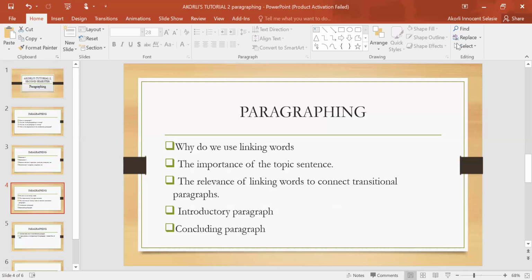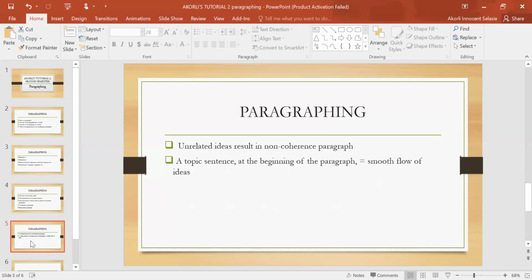But now let's look at this. If you have the introductory paragraph and a concluding paragraph, you're going to have what we call transitional paragraphs in between the introductory and the concluding. So we use linking words to connect those transitional paragraphs. Furthermore, in addition to and all that. We talked so much about the introductory paragraph already and the concluding paragraph also already, and so we don't have much to add.